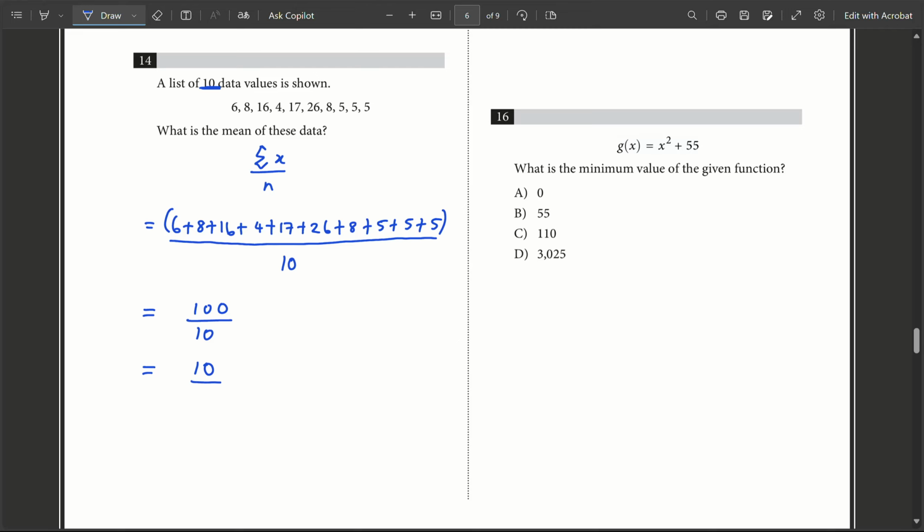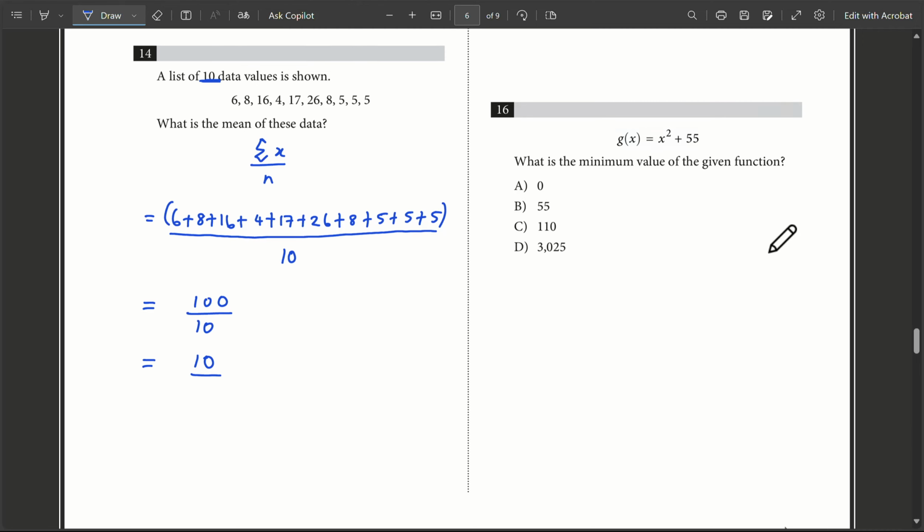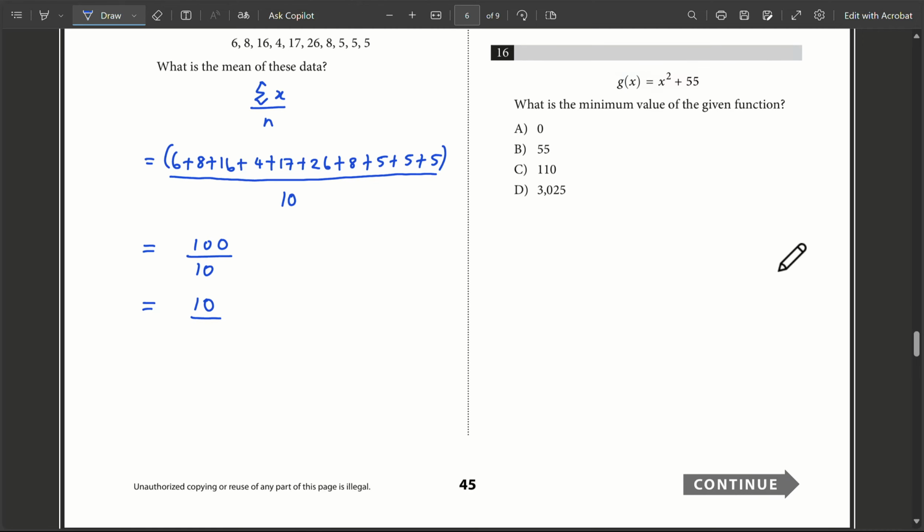Number 16. G of x is equal to x squared plus 55. What is the minimum value of the given function? Okay, so the minimum value is when x is equal to 0. So we're going to say 0 squared is 0, right? Plus 55. And we get 55. So B is the minimum value of the given function.